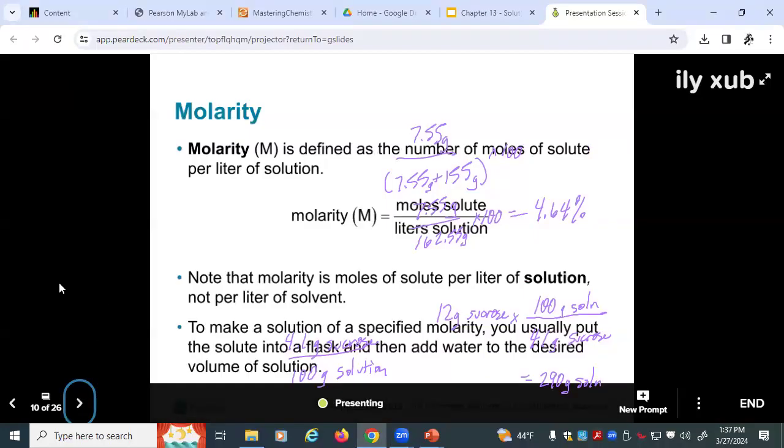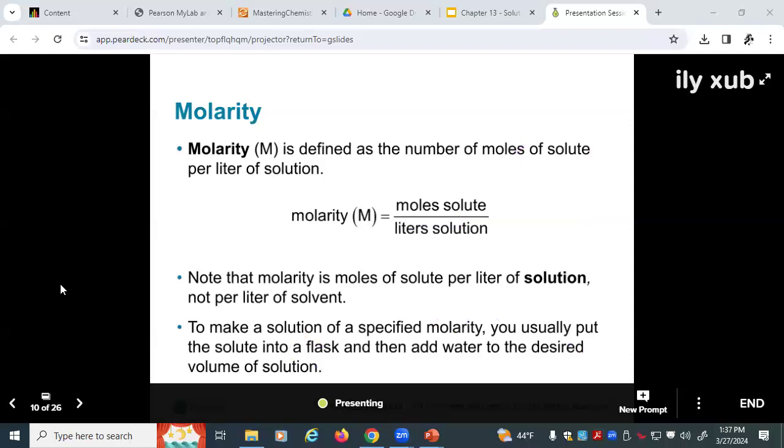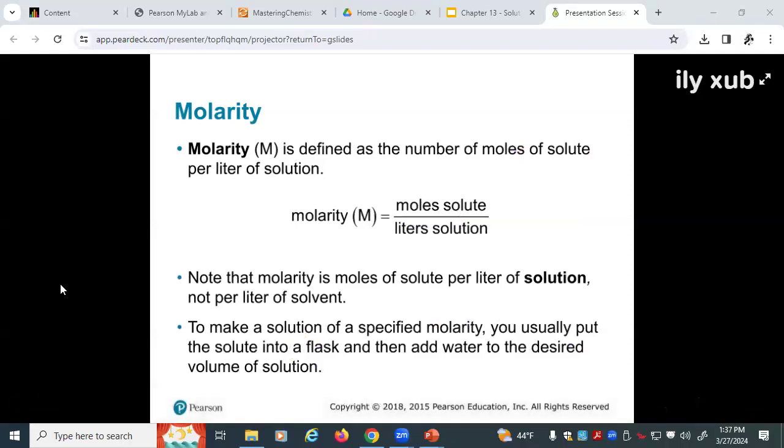Okay, so the other concentration unit of note for us here is molarity. Now, molarity is very similar to mass percent in that we're looking at the amount of solute compared to the amount of solution. The main difference is what the units are. In mass percent, it was grams of solute and grams of solution. In molarity, it's moles of solute and liters of solution.